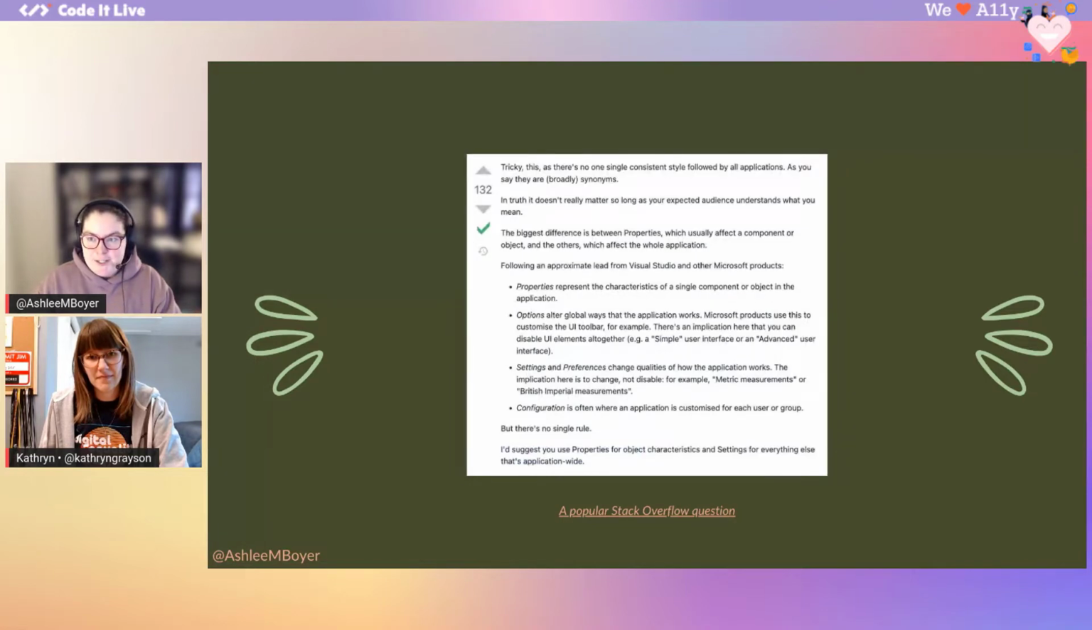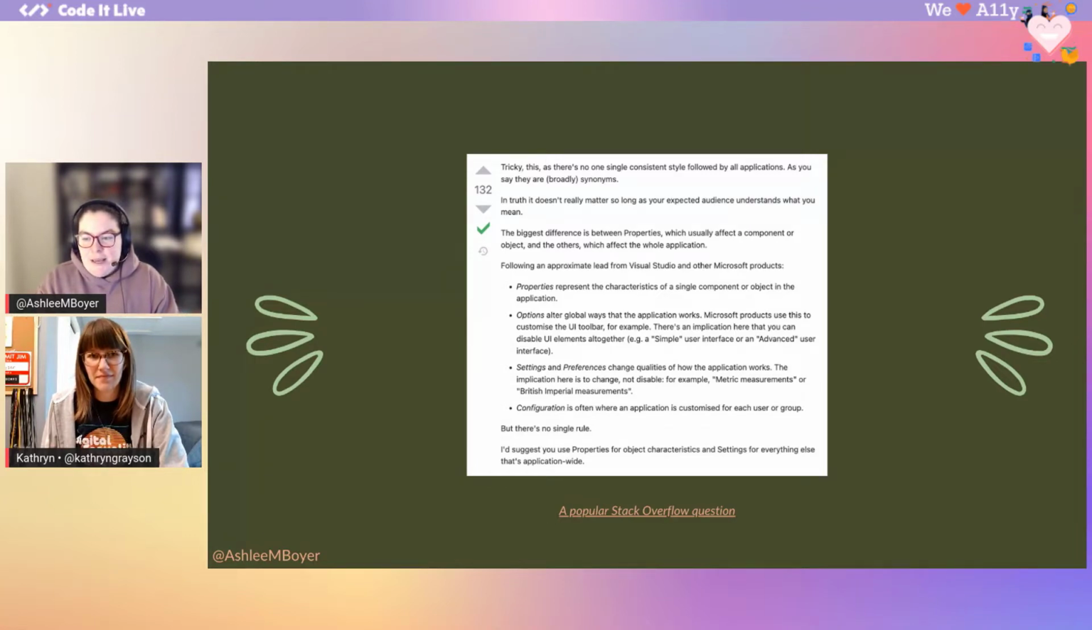And then the top answer, I'm not going to read the whole thing, but I wanted to point out a couple parts. First, they admit that this is a tricky issue, and they say there's no single consistent style followed by all applications. As you say, they are broadly synonyms. I agree with this. This isn't a clear-cut answer, and the reason we have so many options, or choices, I'm going to say choices instead of options, since that's one of the words here, and I don't want to get confusing. We have so many choices with this, and people keep coming back to this question. So that obviously makes it tricky.